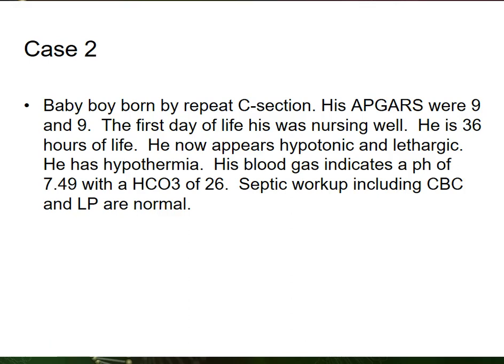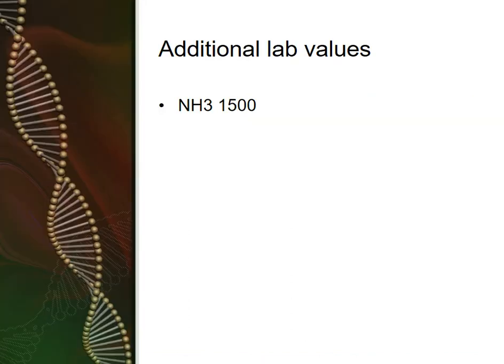Here's our second case. A baby boy was born by C-section. His APGARs are 9 and 9, and APGARs are what parents think is the first birth report card, but really it's just how active the baby was at birth. At 36 hours of life, he appears hypotonic and lethargic. He has low temperature or hypothermia. His blood gas indicates the pH to be 7.49 with an HCO3 of 26. Septic workup, including CBC and lumbar puncture, looking at the spinal fluid, is normal.